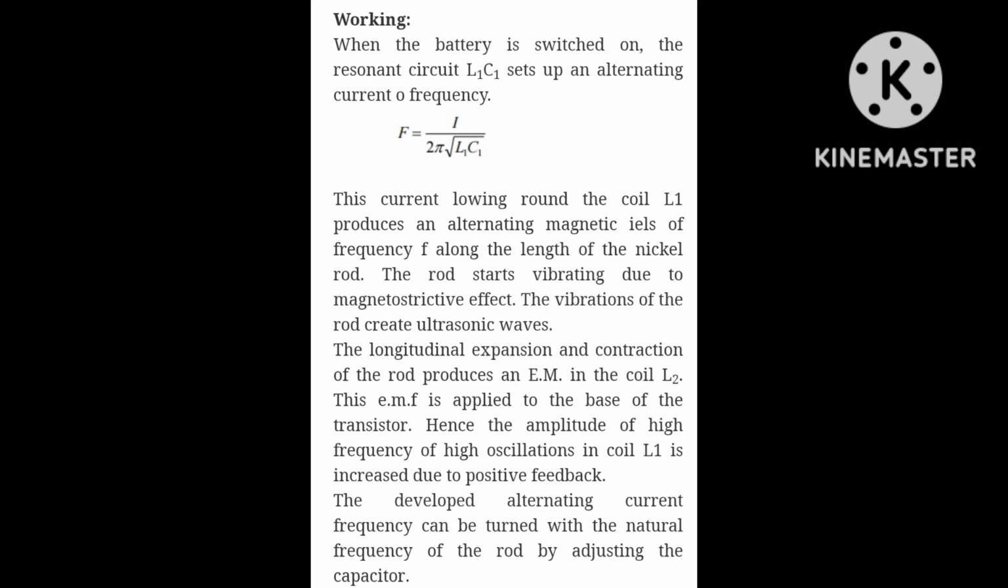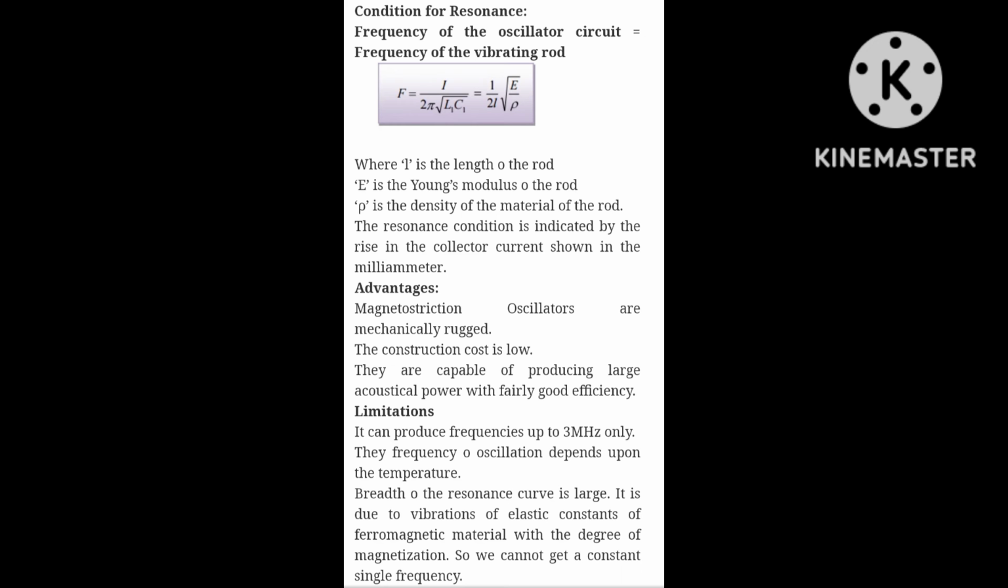The longitudinal expansion and contraction of the rod produces an EMF in the coil L2. The EMF is applied to the base of the transistor. Hence, the amplitude of the high frequency oscillations in coil L1 is increased due to positive feedback. The alternating current frequency can be tuned to the natural frequency of the rod by adjusting the capacitor. The condition for resonance: the frequency of the oscillating circuit is equal to the frequency of the vibrating rod.